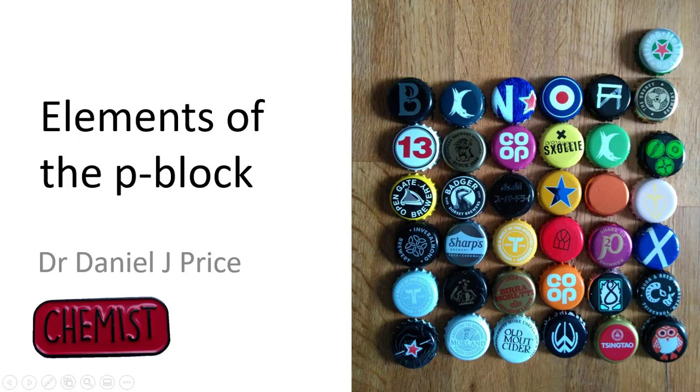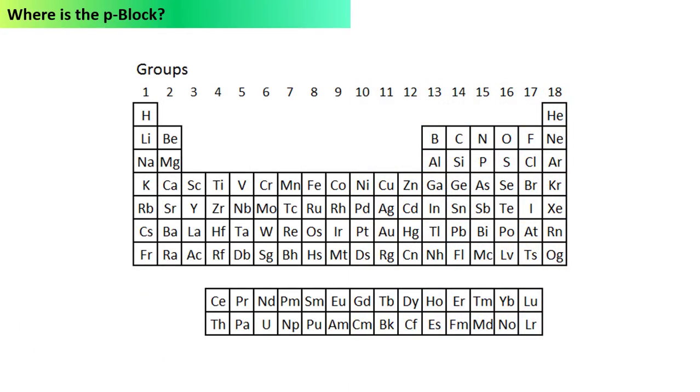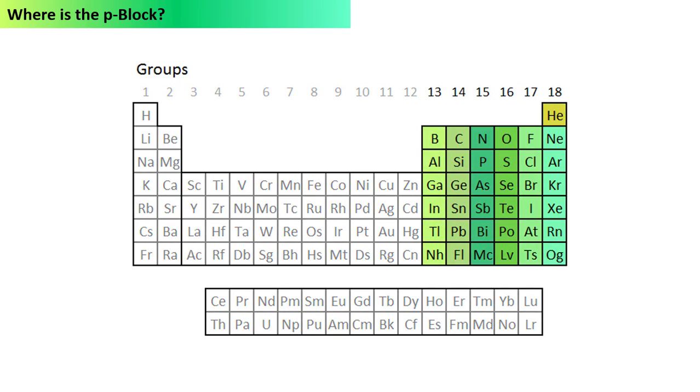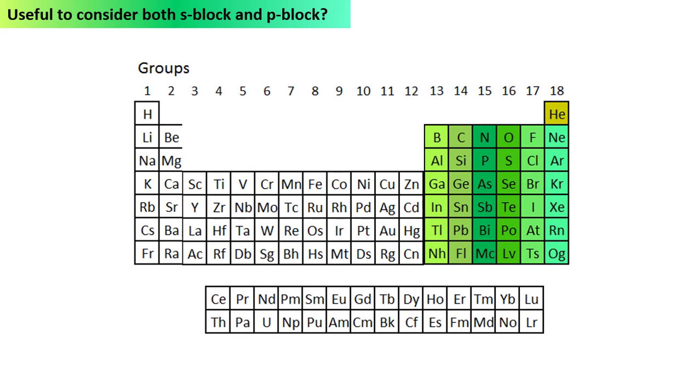Hello everyone. Okay, so this time we're going to have a little look at some of the characteristic chemical behaviour of elements from the P block. So where is it? Here it is. The P block includes all the elements from group 13 through to group 18. Again, why we call this the P block will become clear later on in the course.